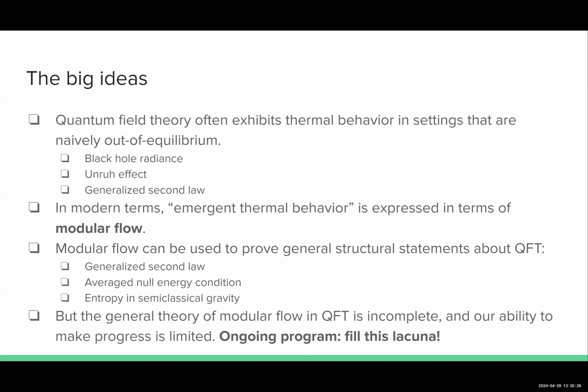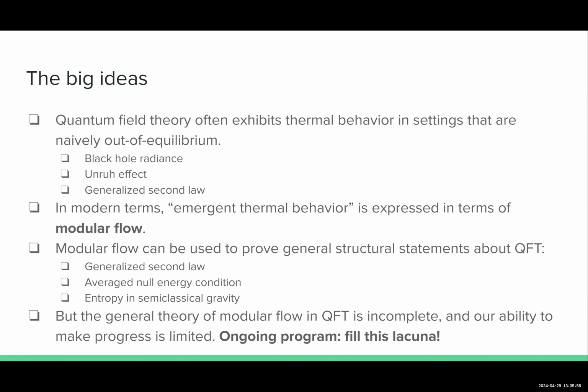All of these are settings where you have some quantum fields propagating in spacetime that you set up in a particular way, and you find that if you look at them from a certain angle, they start to look thermal, and you start to see an emergence of thermal physics. The modern language for talking about emergent thermal physics is the language of modular flow. These are one and the same, and over the course of this talk, I'm going to try to convince you of that and explain how to think about what this bolded term actually means.